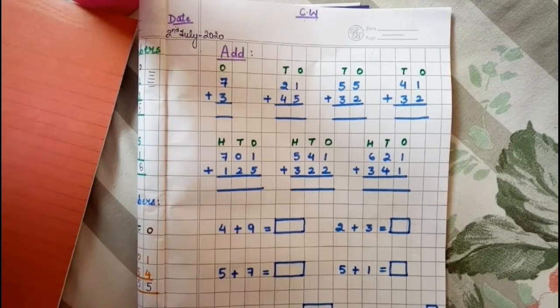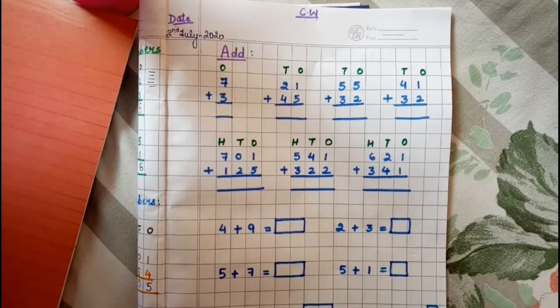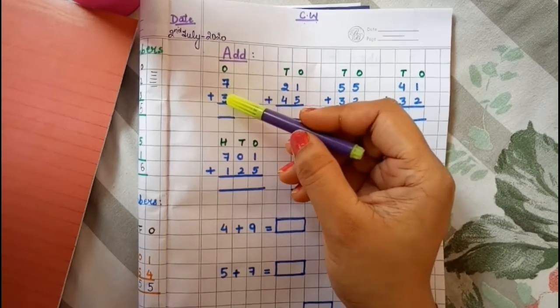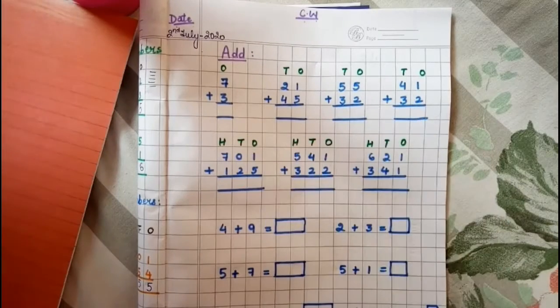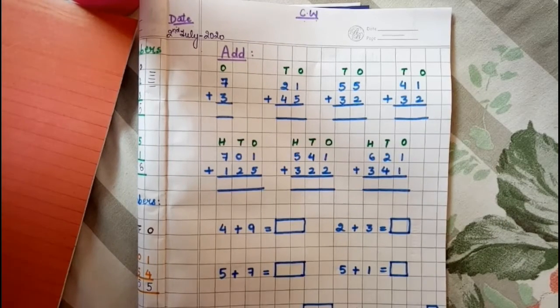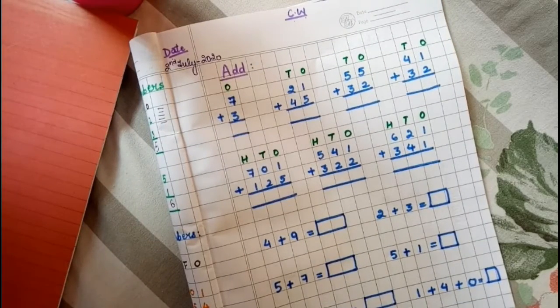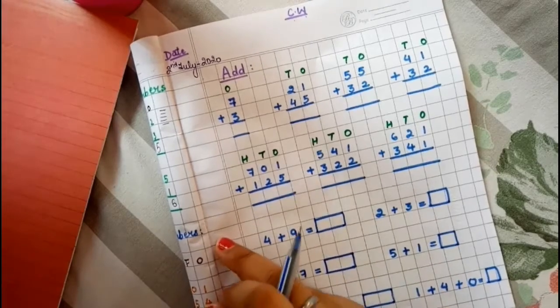Now, students, let's see your answers. Is it right or wrong? Okay, I am now going to solve this. I have given you 7 and 3. 7 plus 3. So, what's the total of it? You people have written 10 in your copy. Let's see, is it right? Is it correct or wrong?